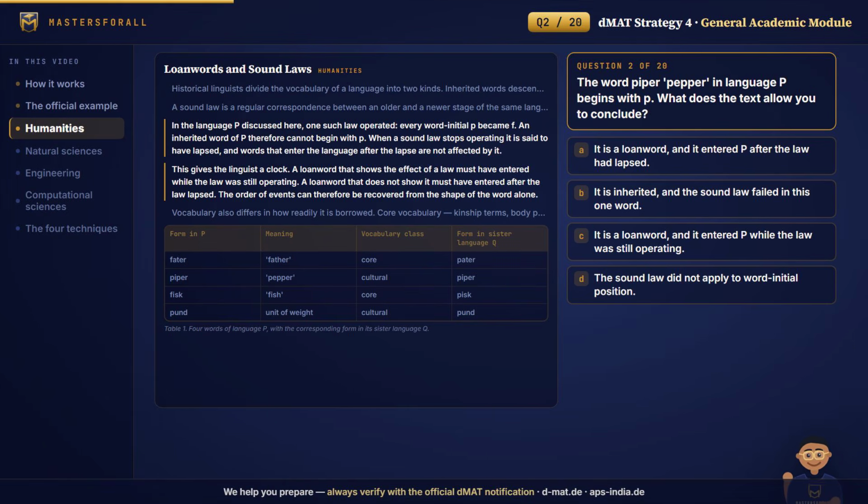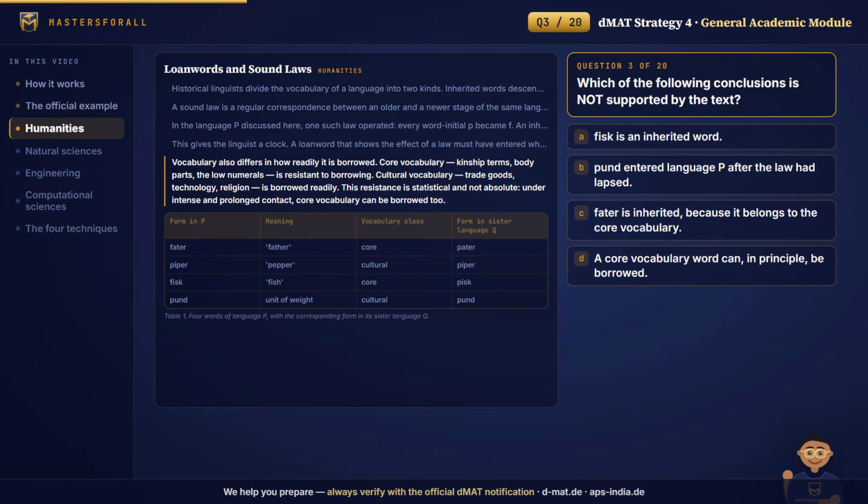Question 2. The word piper, meaning pepper, begins with P. What does the text let you conclude? Options on screen. Two steps, both sentences I have already pointed at. Paragraph 3. An inherited word of P cannot begin with P. Piper begins with P, so piper is borrowed. That kills option B. Step 2 is only about when. Paragraph 4 is the clock. A loan word that does not show the effect came in after the lapse. Piper kept its P, so it came in afterwards. Option A.